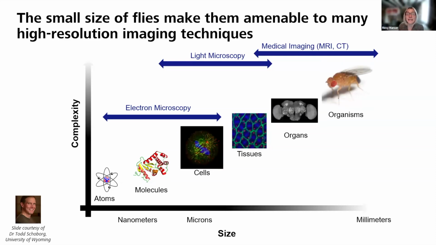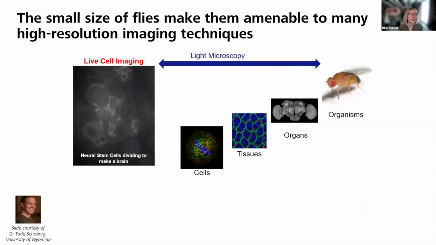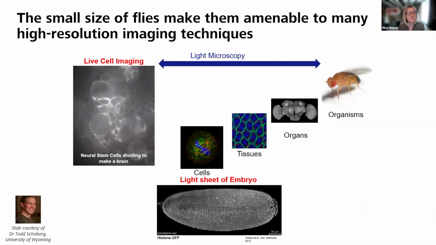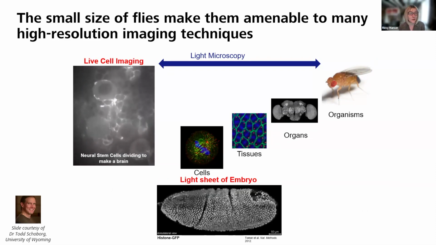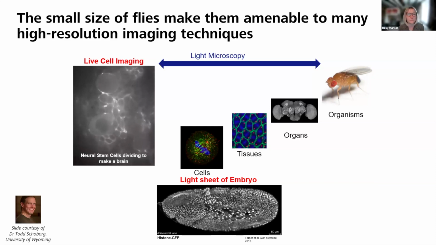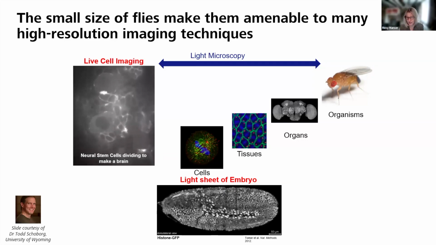If we bring that into the length scale of the Drosophila fruit fly here, for example, if we look at what you can do with light microscopy, there is incredible live cell imaging, looking at neural stem cells in this case, dividing to make the brain in that Drosophila fruit fly live. Anybody who's used a light sheet system or seen a light sheet system may also have come across images like this, where you're looking at the development and the lineage of the cells in the developing embryo of the Drosophila fruit fly. But at some point, light microscopy just becomes a bit limiting.